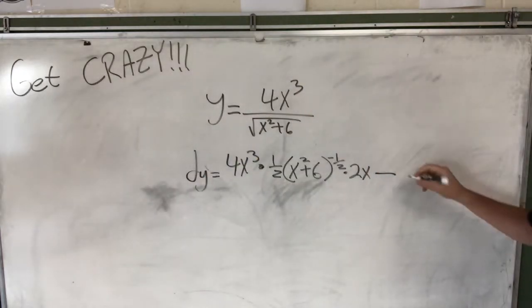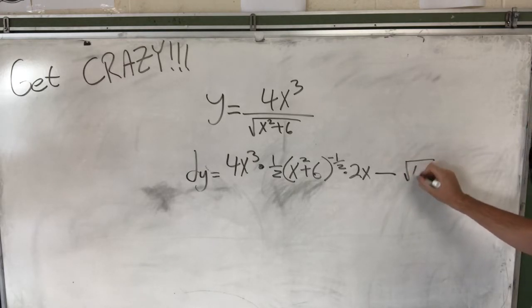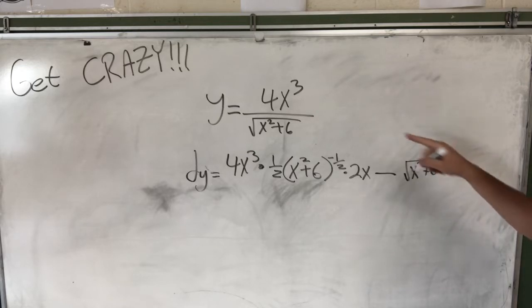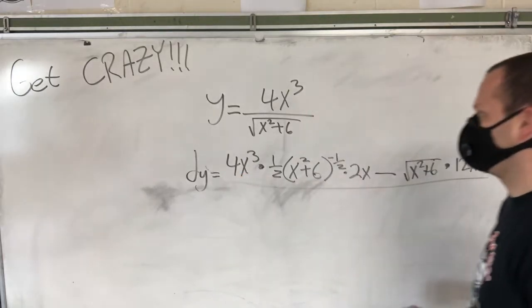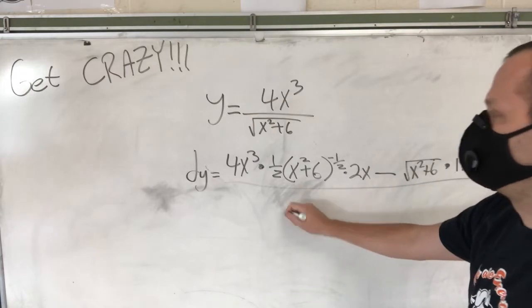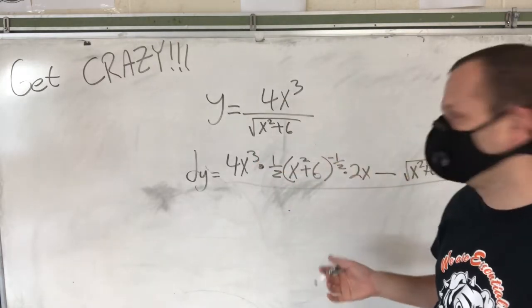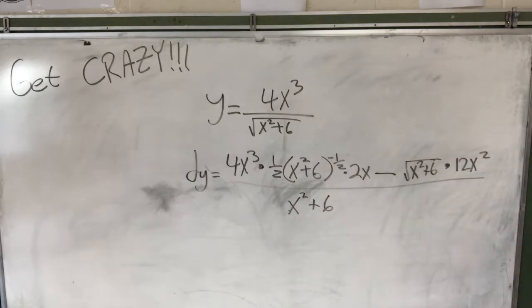Minus the bottom, square root of x squared plus 6 times the derivative of the top is 12x squared, all over the bottom squared. Well, if I square a square root, isn't that just no square root, no square? Yeah, so that just leaves me with x squared plus 6. Okay. Over here, that'd be a little bit tricky to combine, so they probably won't expect us to do that.